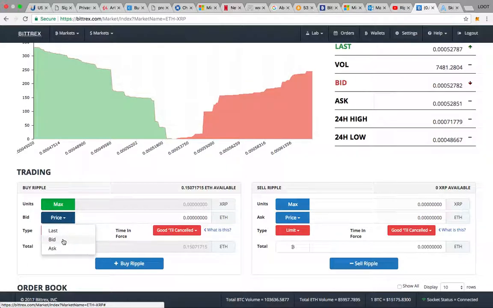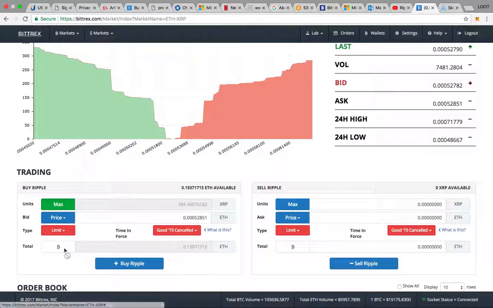You're also going to have your bid, which is the last bid that people who are trying to buy Ripple have made, based on the value of Ethereum. And then the ask is the people who are holding Ripple who want to sell and what they're asking for their Ripple. So I'm just going to go ahead and use the ask price. I think that's likely the fastest way to get in.